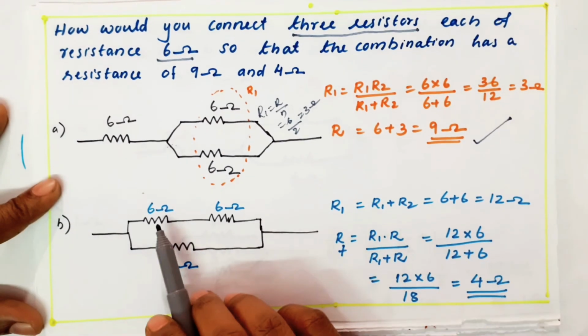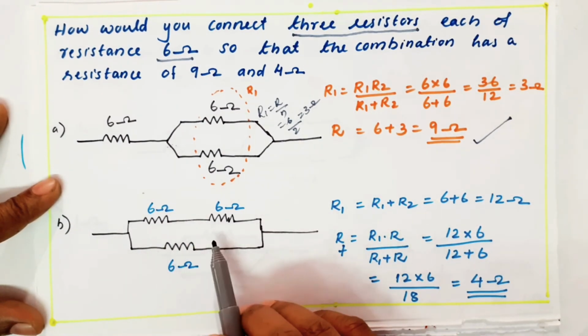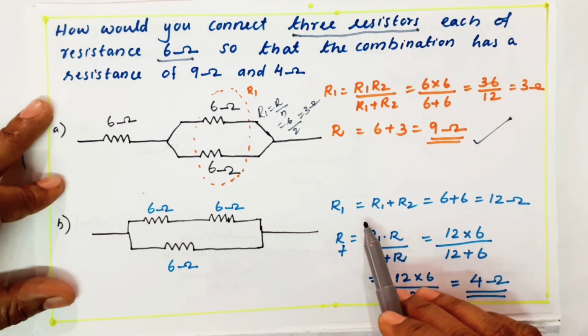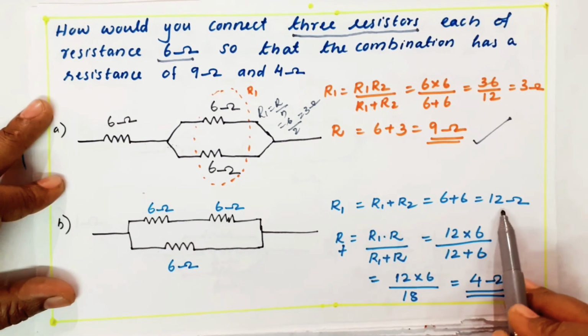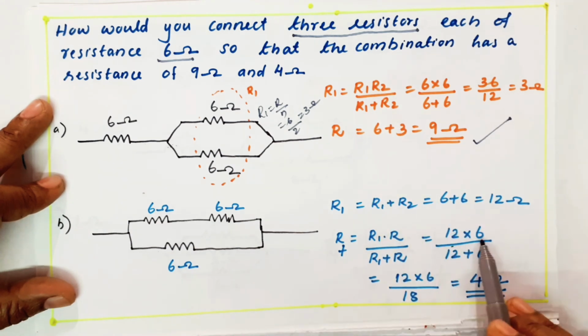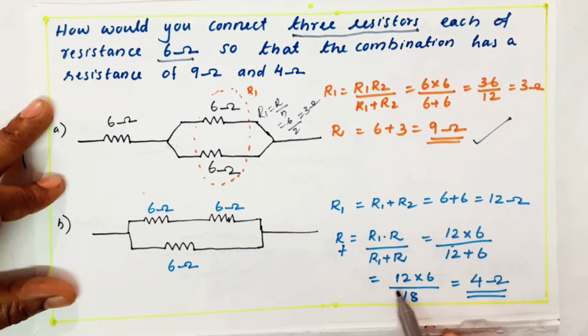If you connect 2 in series, what is 6 plus 6? 12. 12 and 6, if you connect them in parallel, what will happen here? 6 plus 6 is 12, and 12 and 6 are connected in parallel. Use our standard equation: 12 into 6 by 12 plus 6. That is 12 into 6 by 18. So the answer will come as 4 ohm.